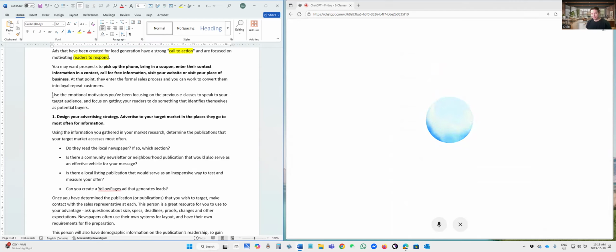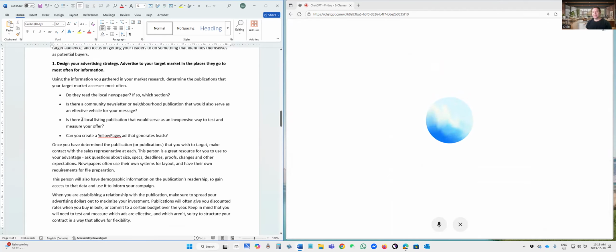Here we go. Use the emotional motivators you've been focusing on in the previous e-classes to speak to your target audience. And focus on getting your readers to do something that identifies themselves as potential buyers. 1. Design your advertising strategy. Advertise to your target market in the places they go to most often for information.